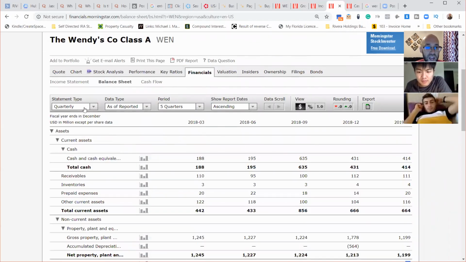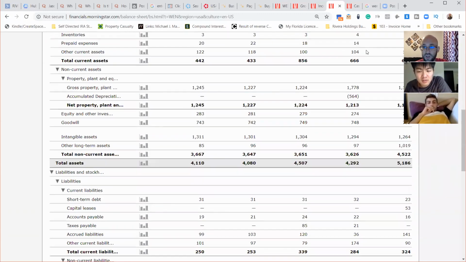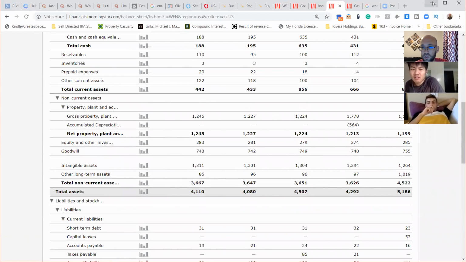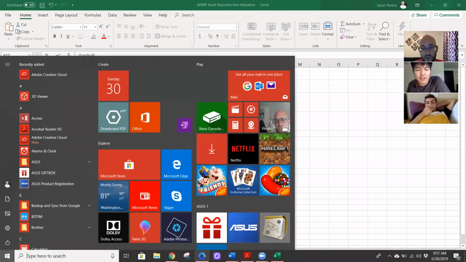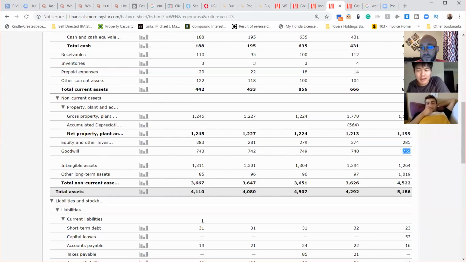Are you on annual or quarterly right here? Oh, I'm on annual. Are you on quarterly? Yes. You always want the most recent numbers when you're doing an asset reproduction valuation. But that's only good for 3 months. Yeah, no, the balance sheet, you just add up the numbers. It's not like the income statement or a cash flow statement. Yeah, but isn't it every quarter? If you put the statement type to every quarter, then you're gonna have every 3 months.